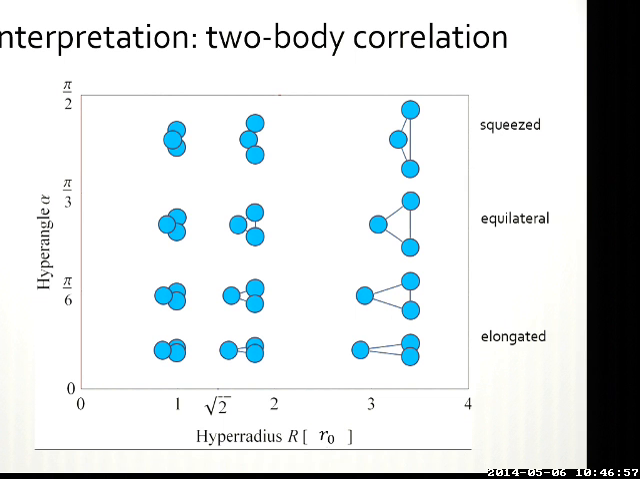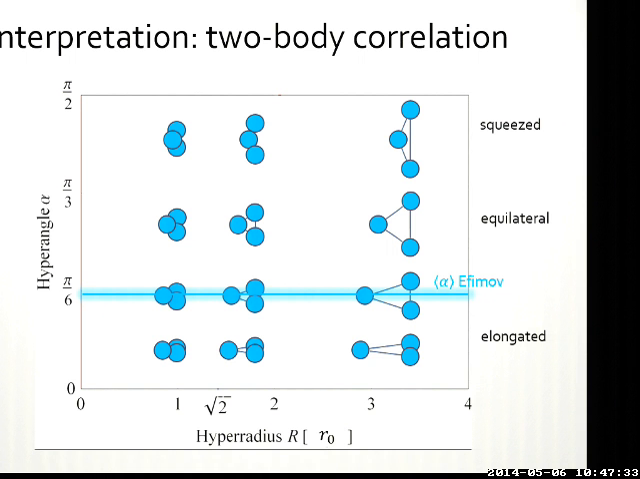Okay, so here are all the possible configurations of this three-particle system as a function of the hyperradius, which is the size of the system, and this hyperangle alpha, which characterizes the geometric configuration from squeezed to equilateral to elongated. And as I mentioned before, for an Efimov state, the typical configuration is this elongated configuration. And you can calculate that, for example, the average hyperangle is very close to pi over 6.